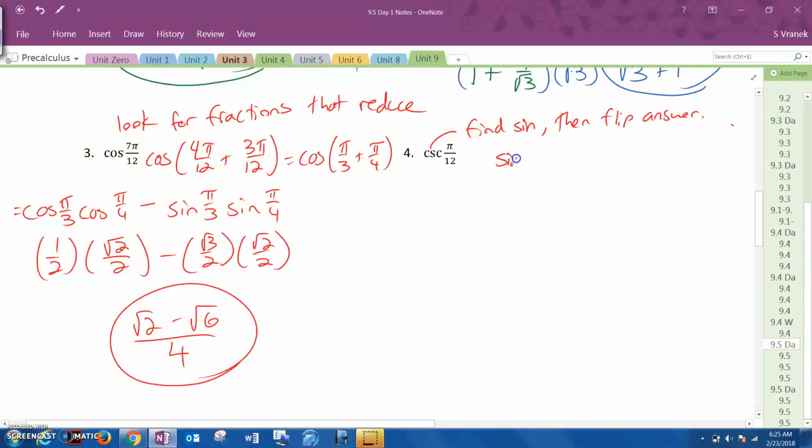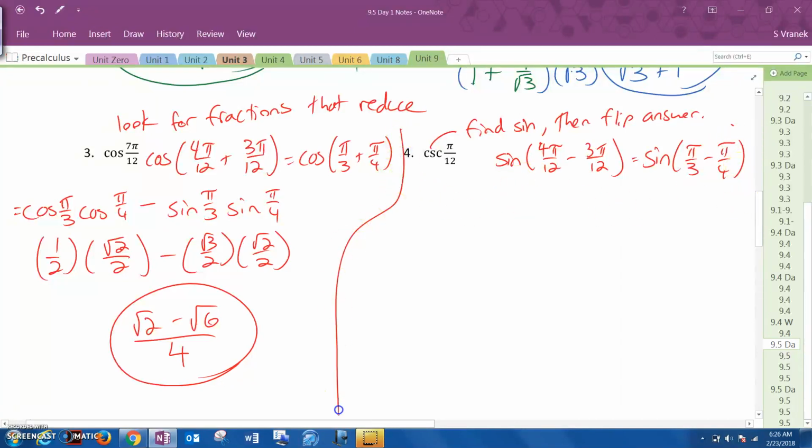So I'm going to do sine of 4 pi over 12 minus 3 pi over 12, just to make sure that looks right. So that reduces to sine of pi over 3 minus pi over 4. So now I'm going to go back to the sine equation at the top and expand this out. So I'll do this so you know where we are. So this is equal to the sine of pi over 3, the cosine of pi over 4, and then since it's the sine one, it's the same sign, so we minus cosine of pi over 3 sine of pi over 4.